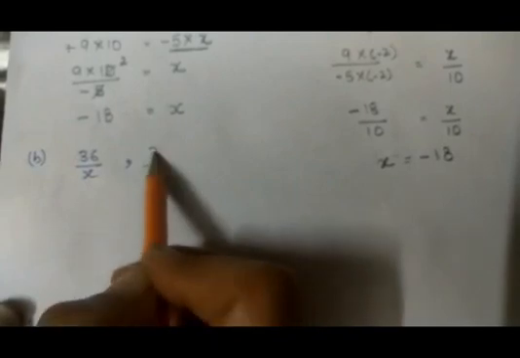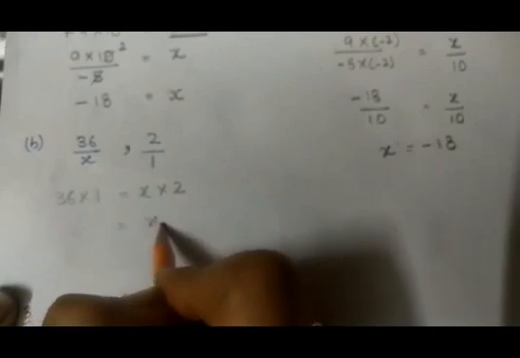Now I am taking another example, 36 by x and 2. We can have 1 as the denominator, and 36 by x and 2 by 1 will be equivalent when 36 into 1 is equal to x into 2. To find the value of x, the 2 being multiplied will go for division when we move it to the LHS. The value of x is 18.